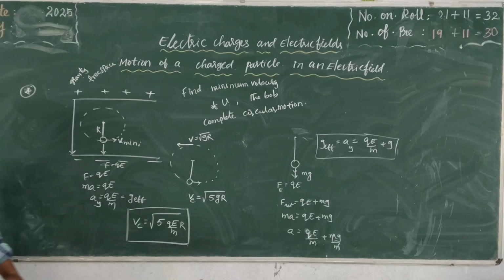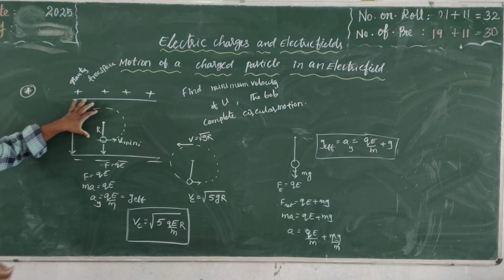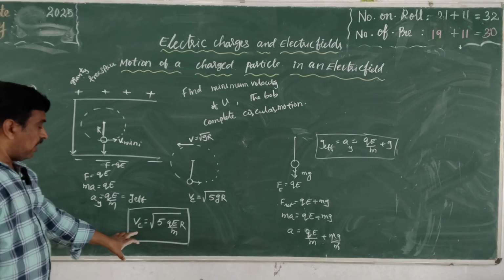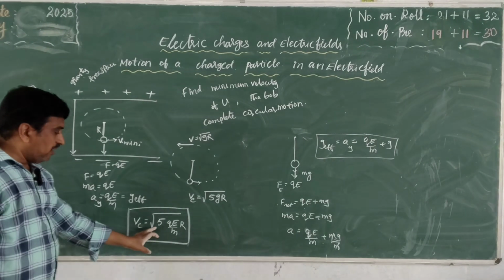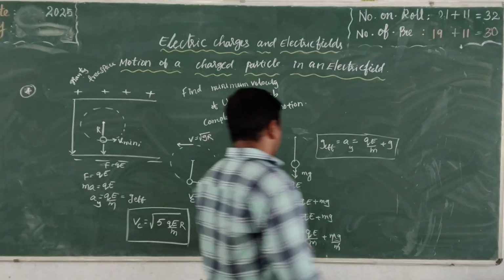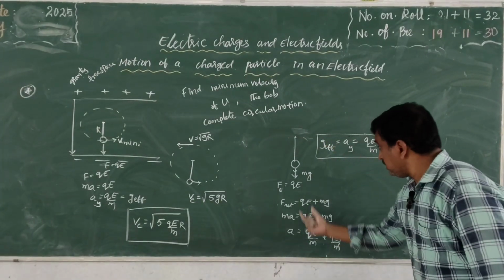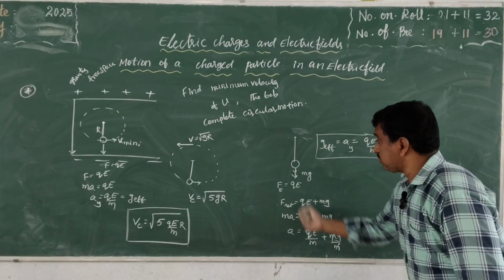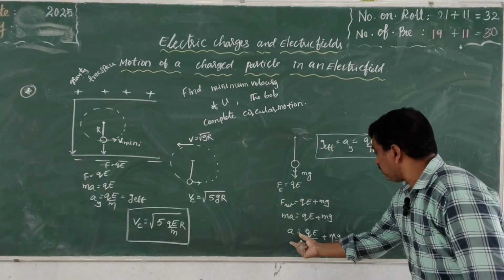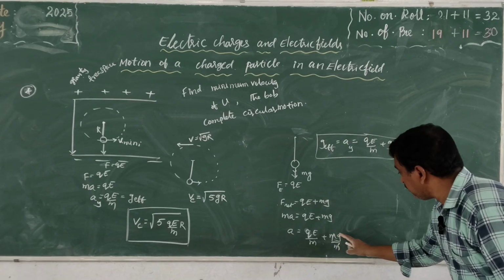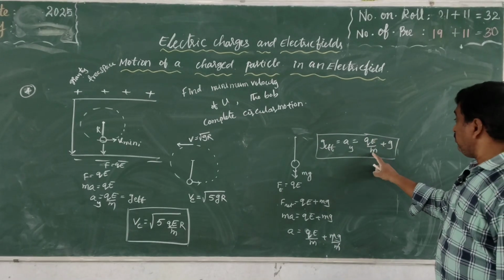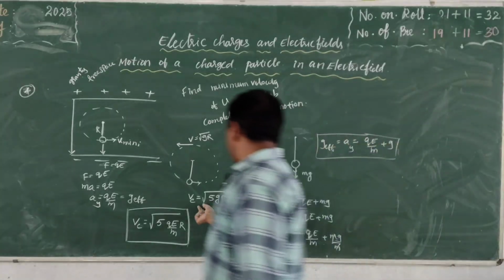See, when the bob is in the uniform electric field, what is the minimum initial velocity? In gravity free space it is root of 5 QE by m r. In gravity, two forces act, one is weight and another is the electric force. So what is the acceleration? QE by m plus mg by m, m's cancel. So effective acceleration is QE by m plus g. But what is the initial velocity?